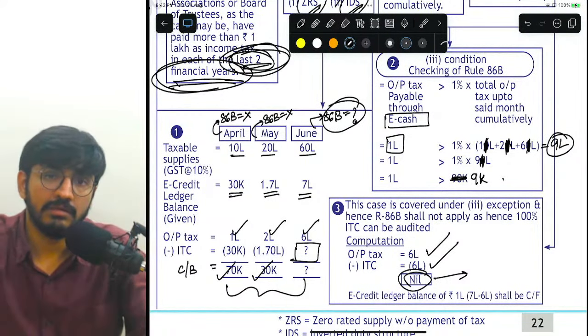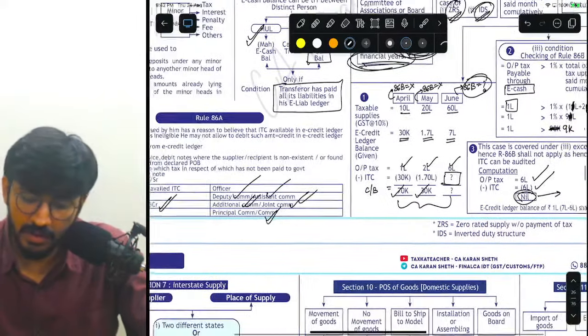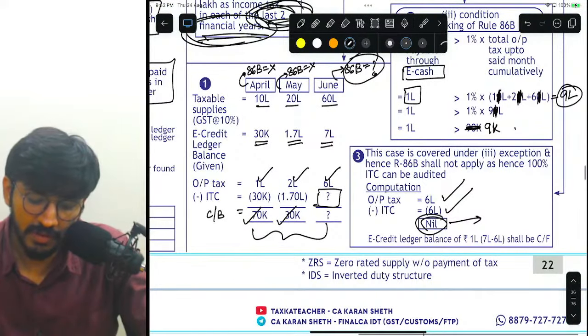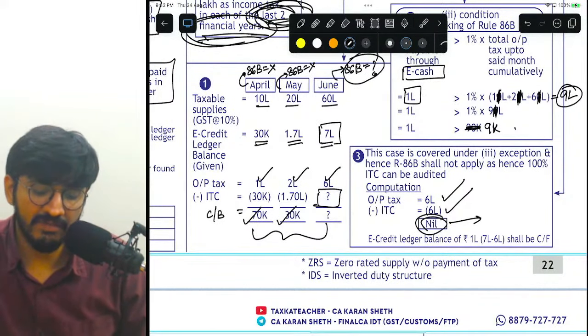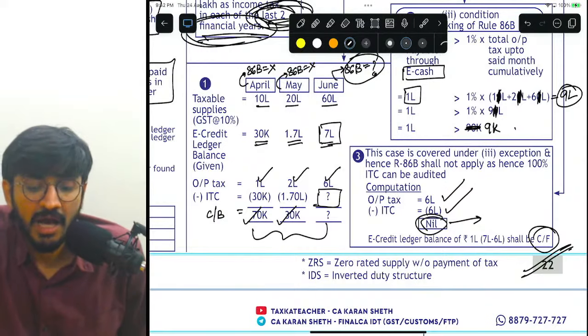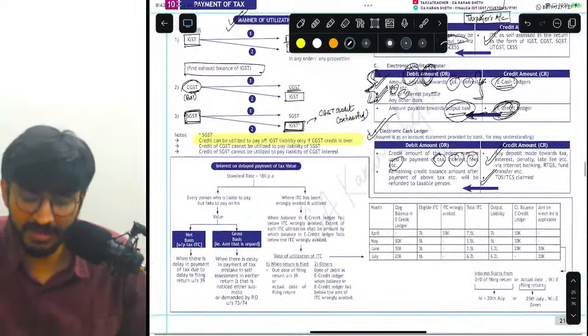Yes, sir. Okay. So ITC that is used is how much? 6 lakhs, correct? And I have 7 lakhs as ITC, right? Then obviously 1 lakh will be carried forward in the next tax period. I hope this is very, very clear, my dear friends. I hope this makes sense. Perfect.